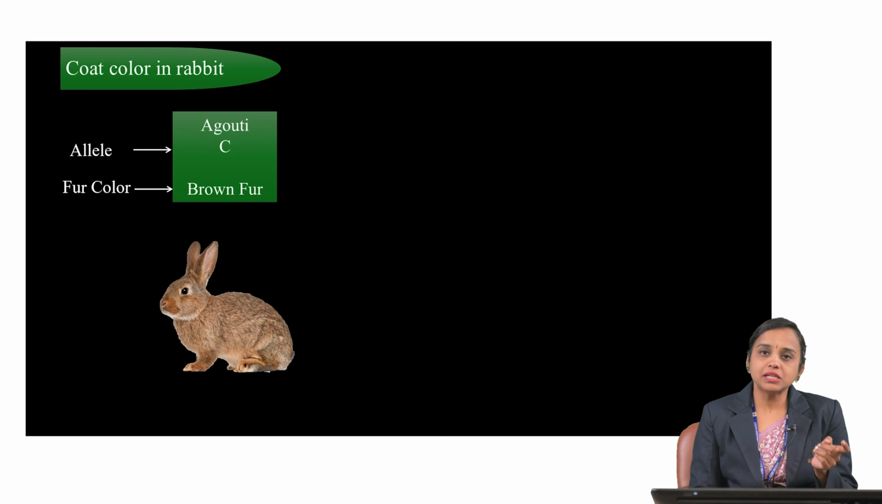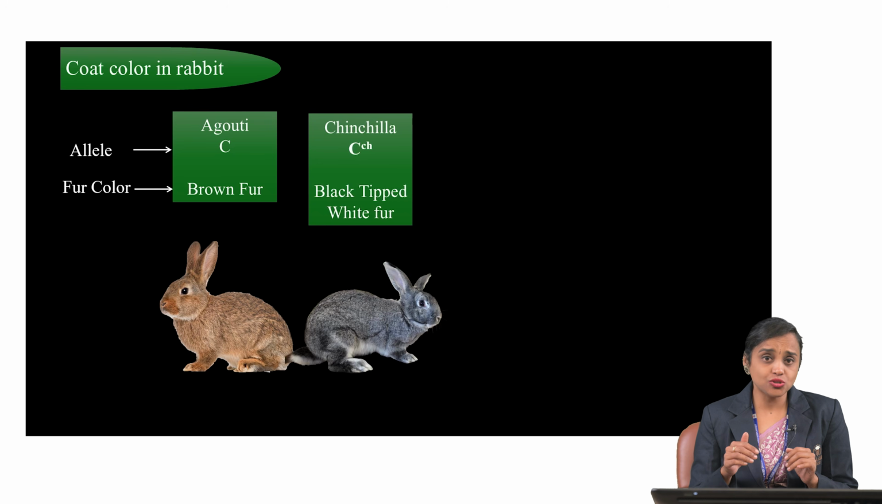Another example is coat color in rabbits. It is controlled by a single gene with four alleles. The first is agouti, which has full color and is known as wild type, represented by dominant C, with a brown fur color. The next one is chinchilla, which is lighter than agouti. This color is dominant over Himalayan and albino, the other two, and has black-tipped white fur. It is represented by cch.